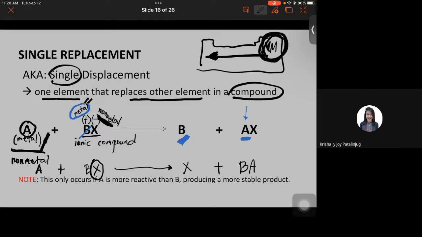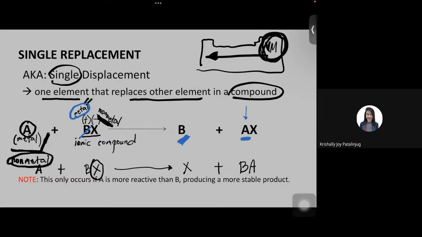Okay, so I hope you got the point here. It will depend on the single element. What is the single element being reacted to that ionic compound? If it is a metal, it will just displace the metal portion. So you have to produce AX plus B on the first general equation.